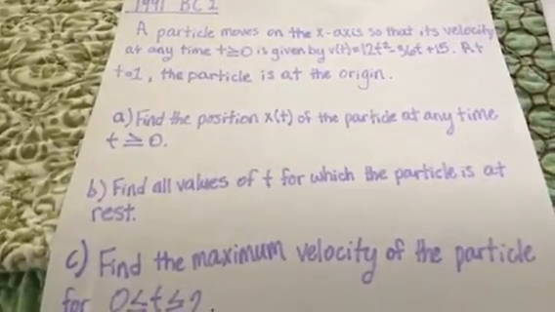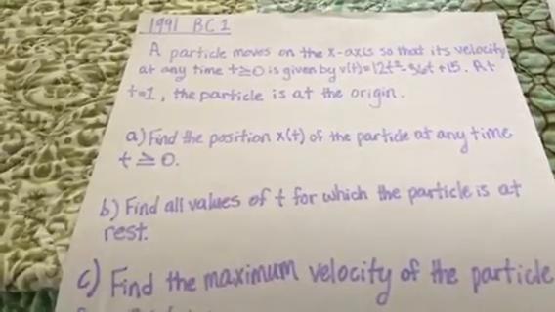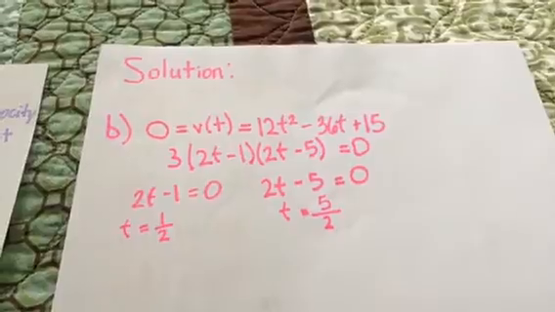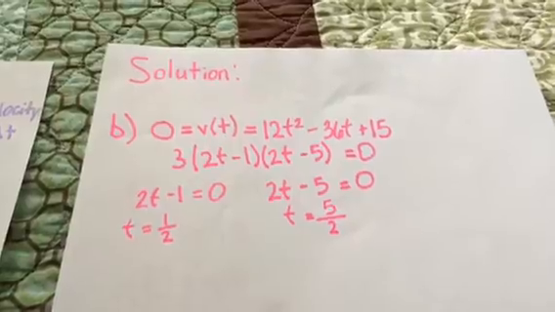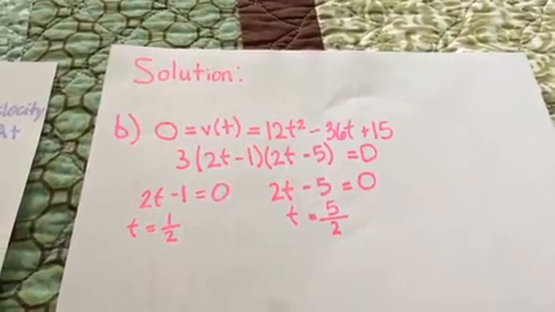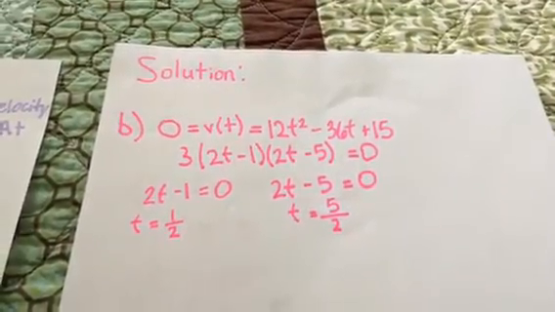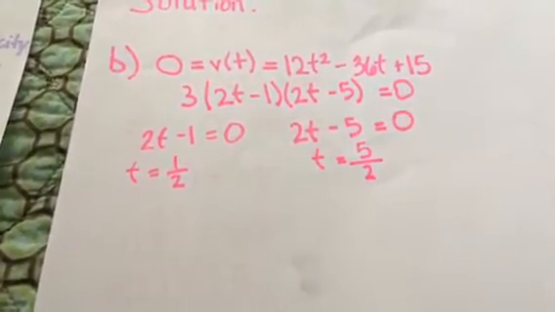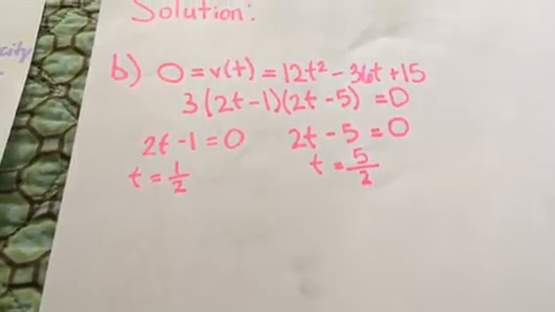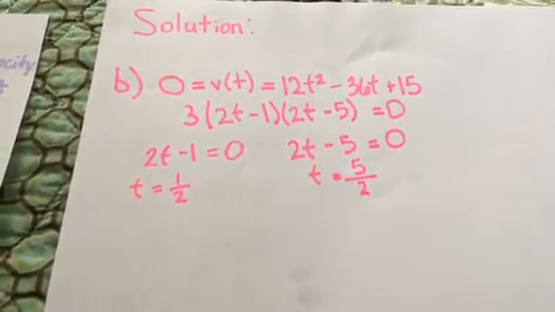Find all values of t for which the particle is at rest. Well, to find where the particle is at rest, you have to set the velocity equal to 0 because it is not moving. So, 0 equals v of t, and v of t, given to us in the original information, is 12t squared minus 36t plus 15. So, set this equal to 0, and the easiest way to do this is take out a 3 and then factor it. So, you have 2t minus 1 times 2t minus 5. And then, you have to set each of these equal to 0. 2t minus 1 equals 0, so t is a half, and 2t minus 5 equals 0, so t is 5 halves. And these are where the particle is at rest.